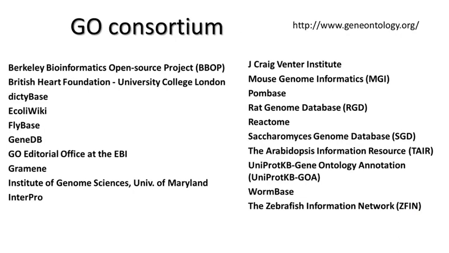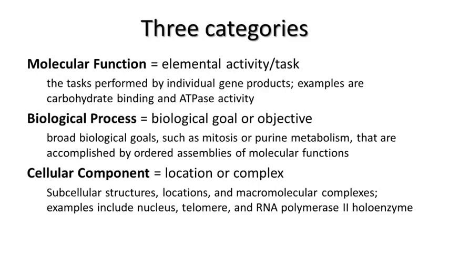Today, the Gene Ontology Consortium has grown from the initial three genome groups to over 20 members, spanning multiple large genome sequencing projects. The Gene Ontology is divided into three categories to describe the genes and gene products from three different angles: molecular function, biological process, and cellular component. Each category is a hierarchical controlled vocabulary.